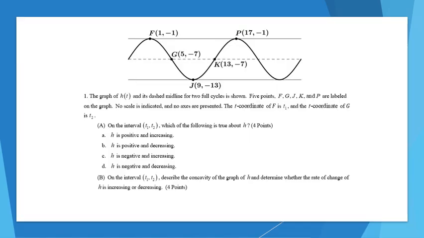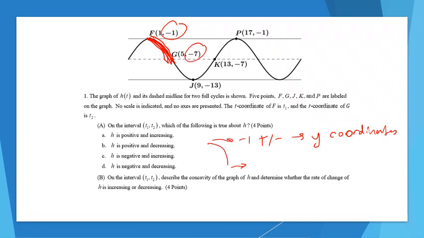All right, number 1, the graph is shown with 5 points. We're looking from F to G, so make sure that you understand that this is the curve you're looking at. Which of the following is true about H, is it positive or negative? To determine if it's positive or negative, you want to look at the y coordinates. Here, we're going from -1 all the way down to -7, so we're going to be dealing in the negatives. So it's either going to be C or D, and then this function here is going down, so this should be decreasing. So D is your correct answer for A.